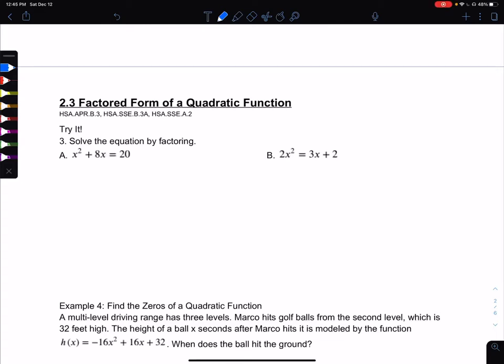Here we're going to look at try number 3 for section 2.3. So we're just looking to solve the equation by factoring. I'm going to use the zero product property and start by setting the equation equal to 0.